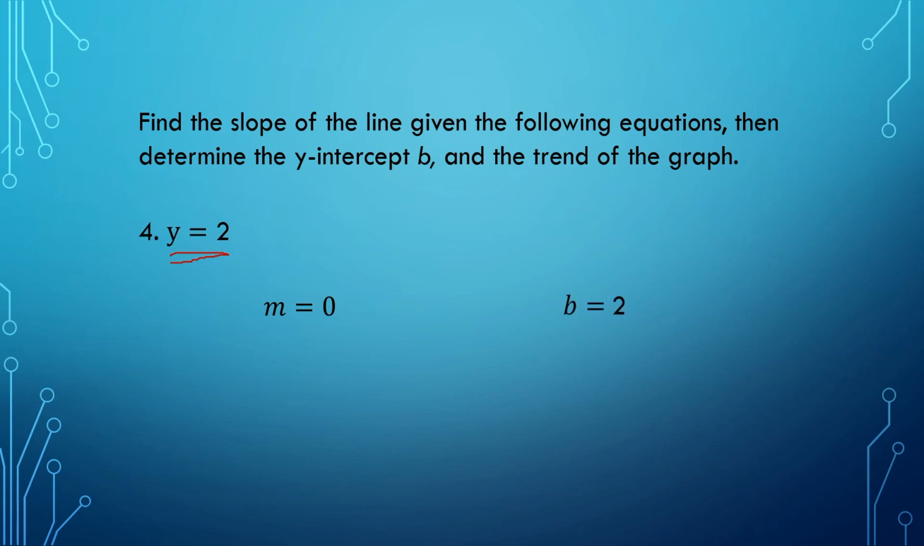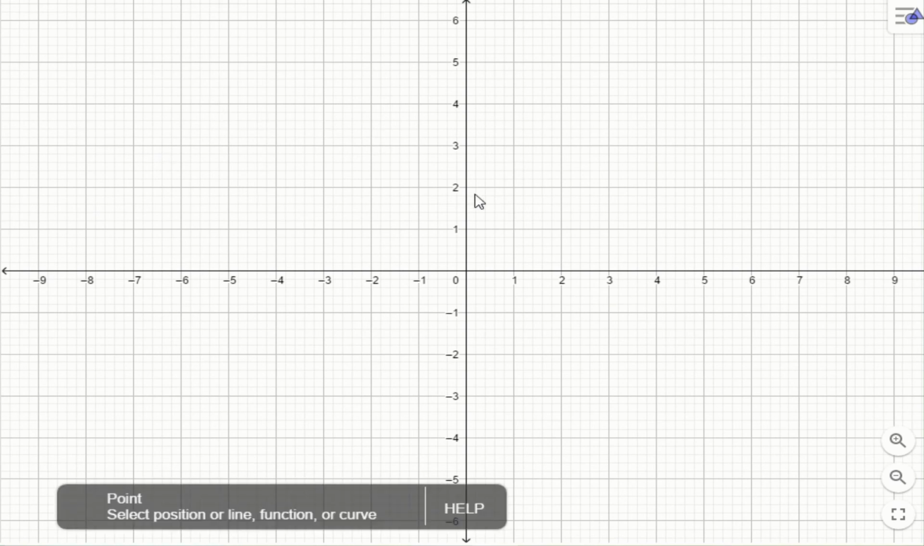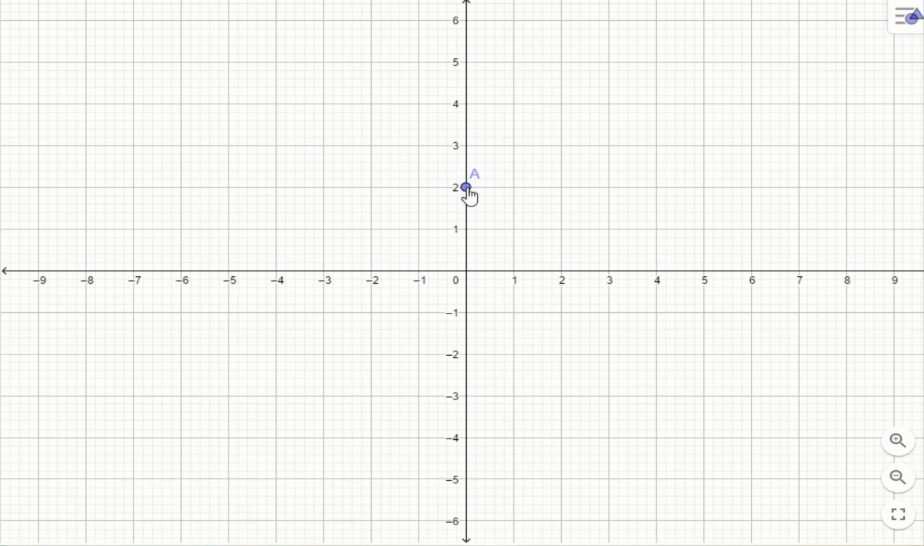So if the slope is 0, the graph is horizontal. For our graph, y is equal to positive 2, since our slope is 0, the graph should be horizontal. And since we have a y-intercept, which is positive 2, that is where we start our point. So, on the y-axis, positive 2. This is our point. Then, it is a straight line. Horizontal.